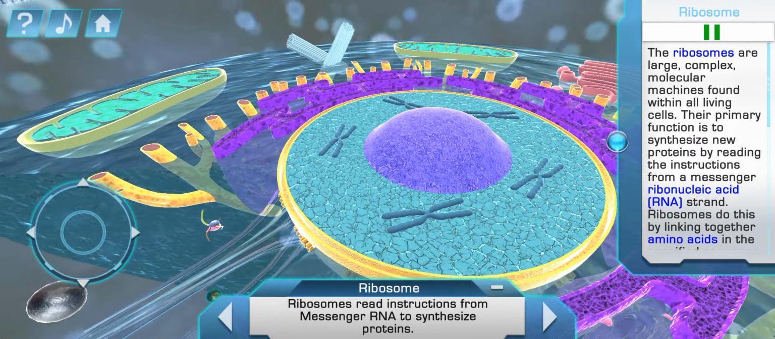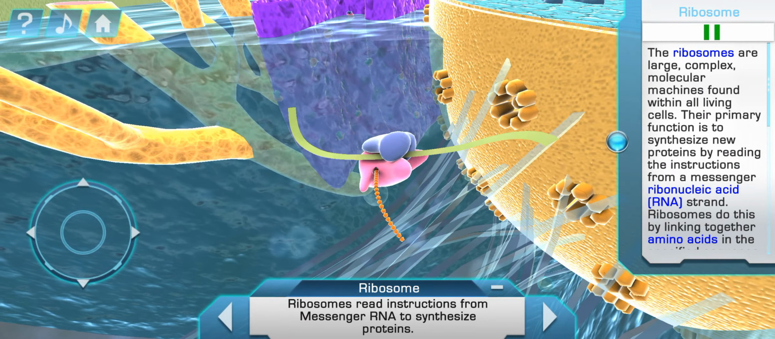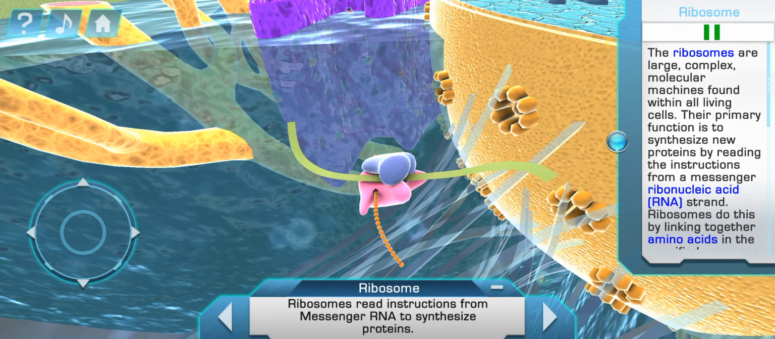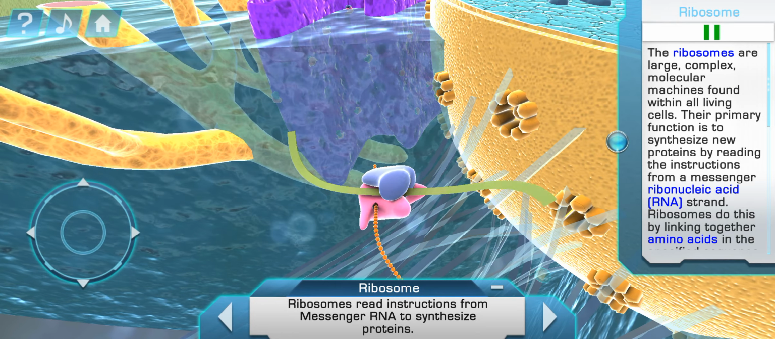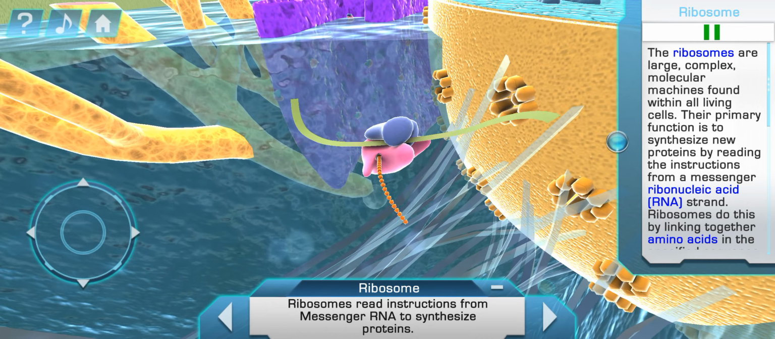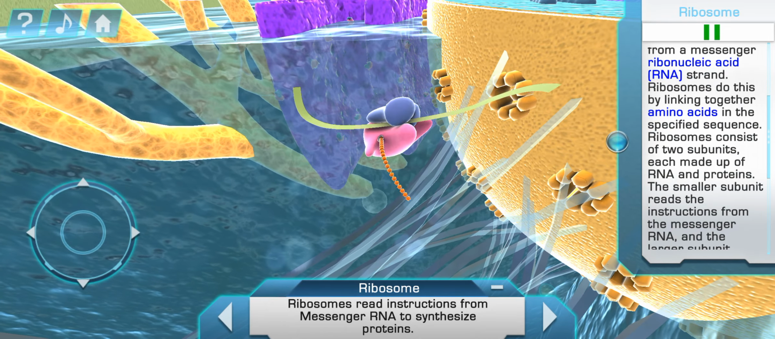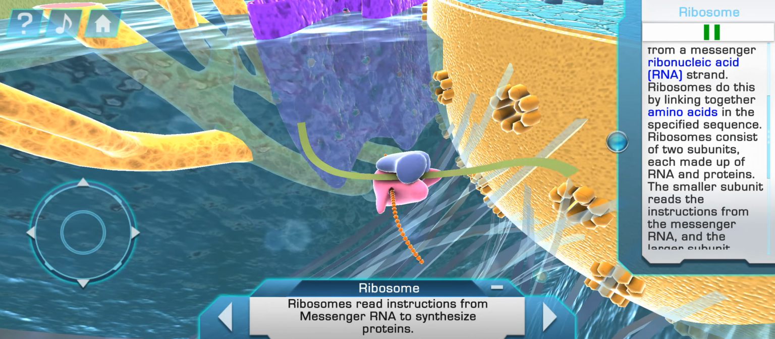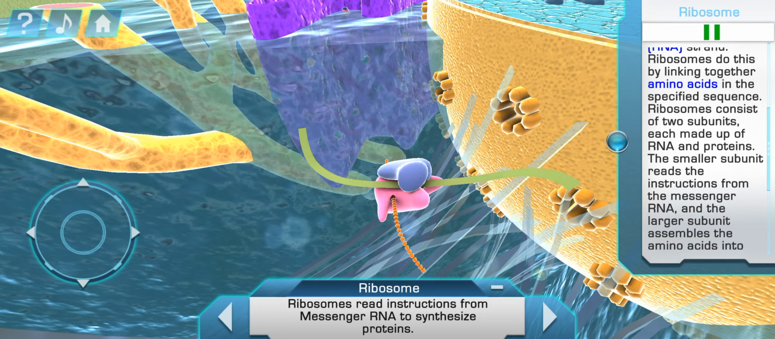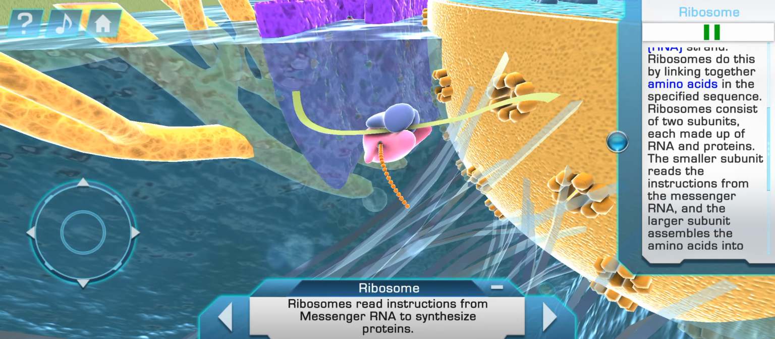The ribosomes are large, complex molecular machines found within all living cells. Their primary function is to synthesize new proteins by reading the instructions from a messenger RNA strand. Ribosomes do this by linking together amino acids in the specified sequence.